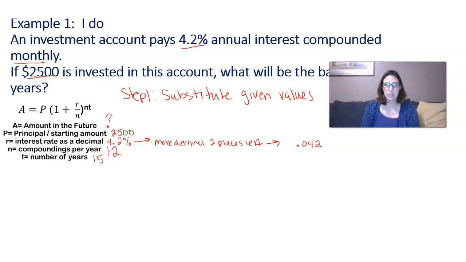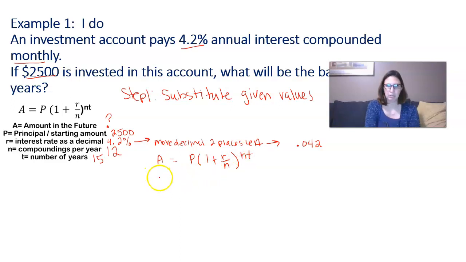Okay, so now you're just going to go ahead and complete step 1, which is to substitute in all those given values. So it says our problem is A equals P times 1 plus R over N to the power of N times T.